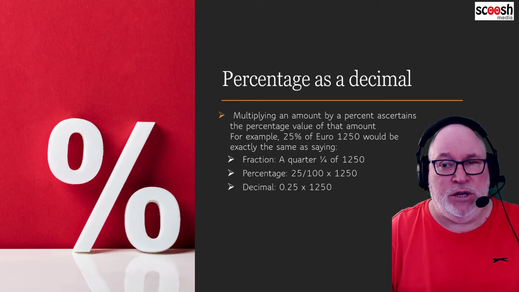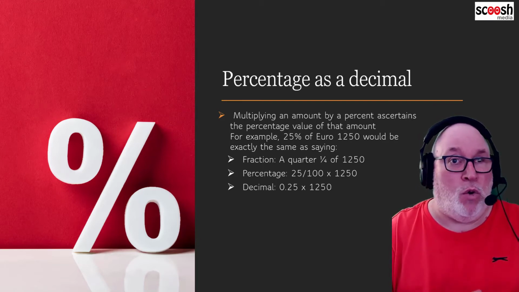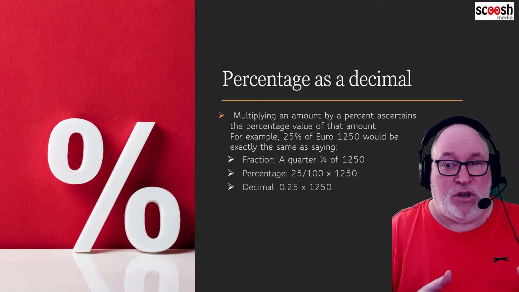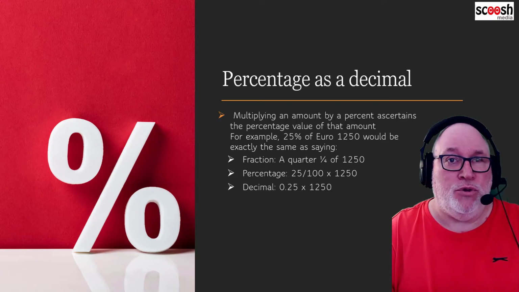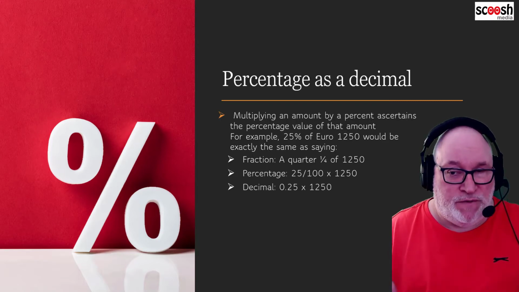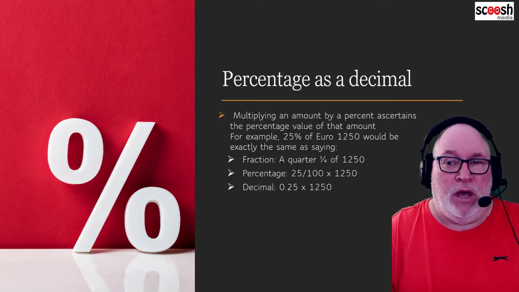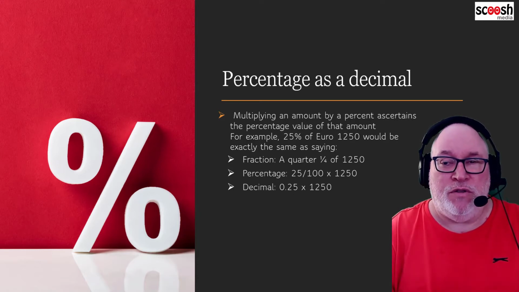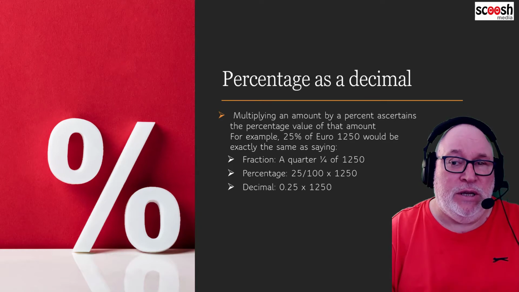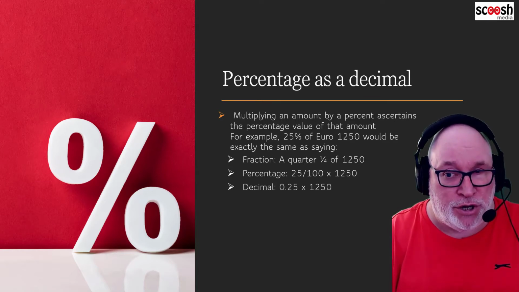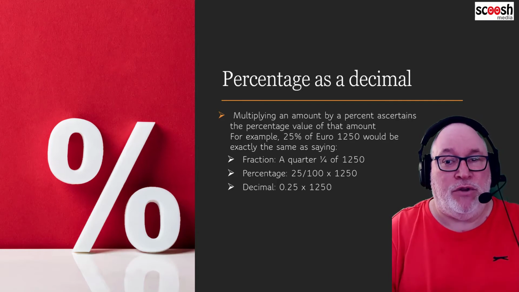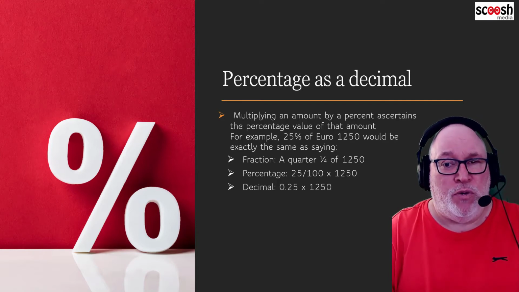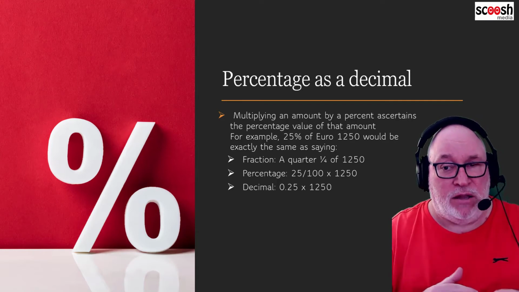So 25% is a quarter of 100 anyway. 25 is a quarter of 100. Therefore, a quarter of 1,250. That's as fractions, so whole numbers are over 1 anyway. So a quarter of 1,250 or 25% is exactly the same as 25 over 100, which is 25 divided by 100. That leads us to both the connection there with fraction and the decimal.